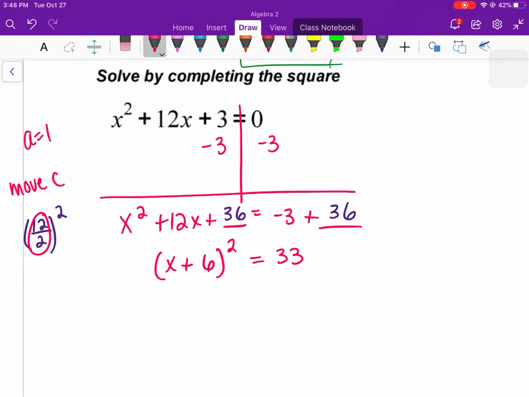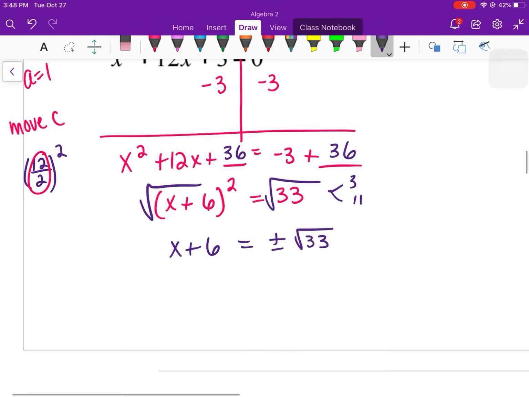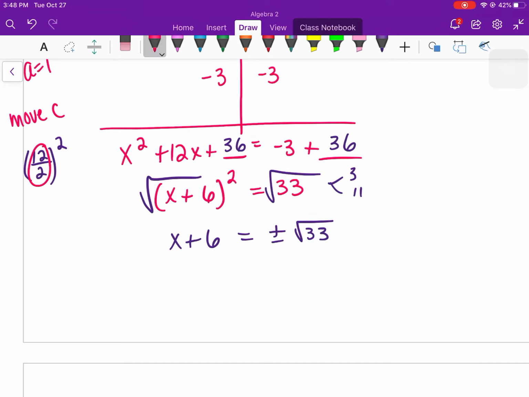Then -3 plus 36 is +33. Then take the square root of both sides, so you get x plus 6 equals plus or minus the square root of 33. 33 is 3 times 11, so it doesn't break down any further, but if it did, I would want to break that down. It's irrational, so I'm going to leave it like that and subtract 6, and you'd write your answer.